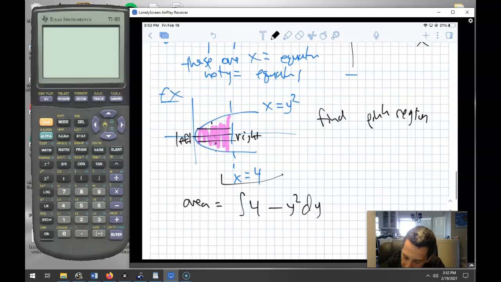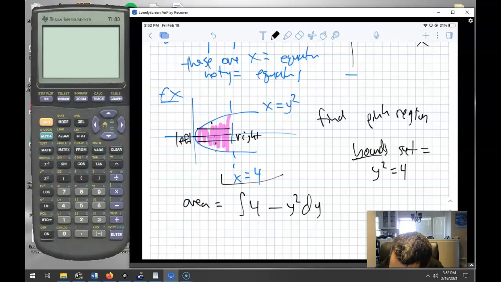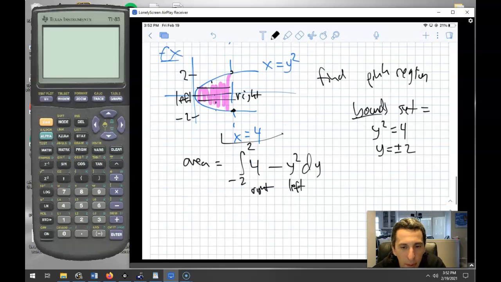Okay, and as for the bounds, just like before, I'm going to set them equal. So I'm going to say, where does y squared equal 4? Okay, so if I set y squared equal to 4, that's going to happen when y equals plus or minus 2, which tells us those intersections right there are at y equals negative 2 and y equals positive 2. So those are my bounds there and there. Okay, so that's the setup. Again, this is my rightmost function, this is my left function, and I integrate from the bottom bound negative 2 to the top of positive 2.